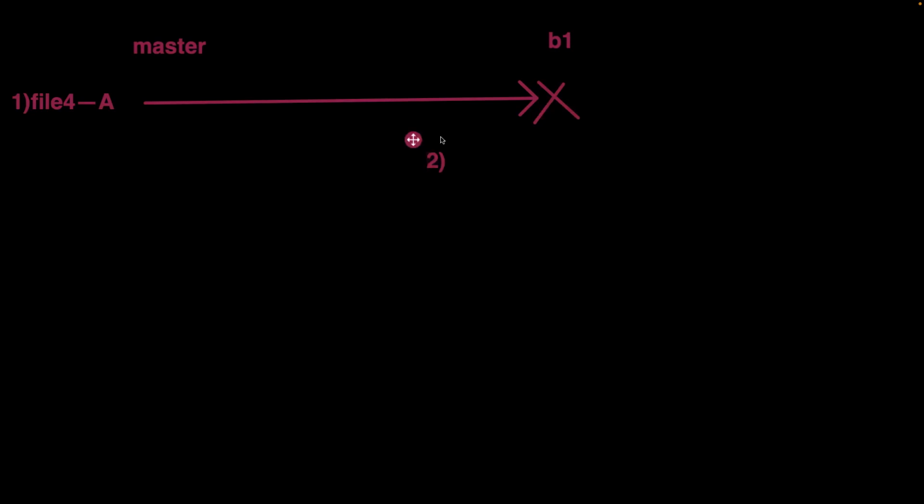Now let's talk about the steps we have gone through. First, we are having a master branch and we are having a B1 branch. Then the first step we did here is we created a file called file4 and made a commit. Let's say commit A. Is this commit ID available on B1 branch? No, definitely no, right? Okay, perfect. Then the second step, what we did? We came to the B1 branch.